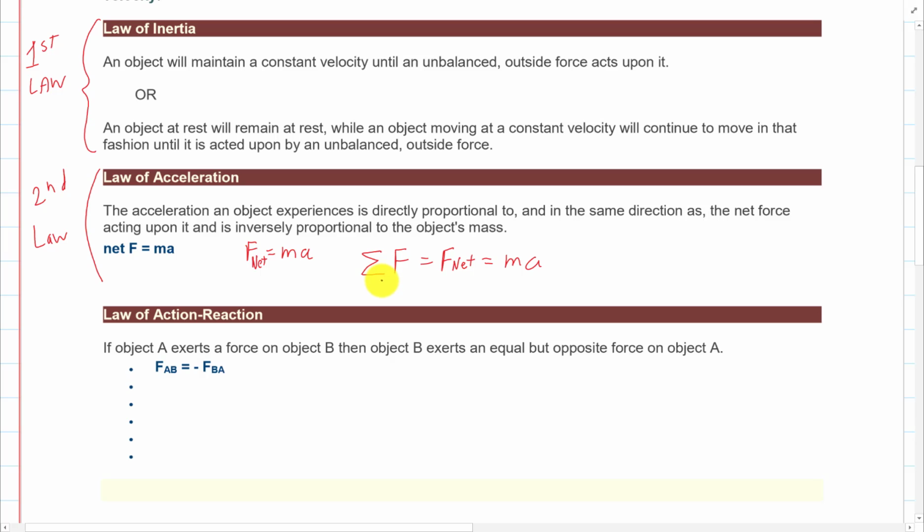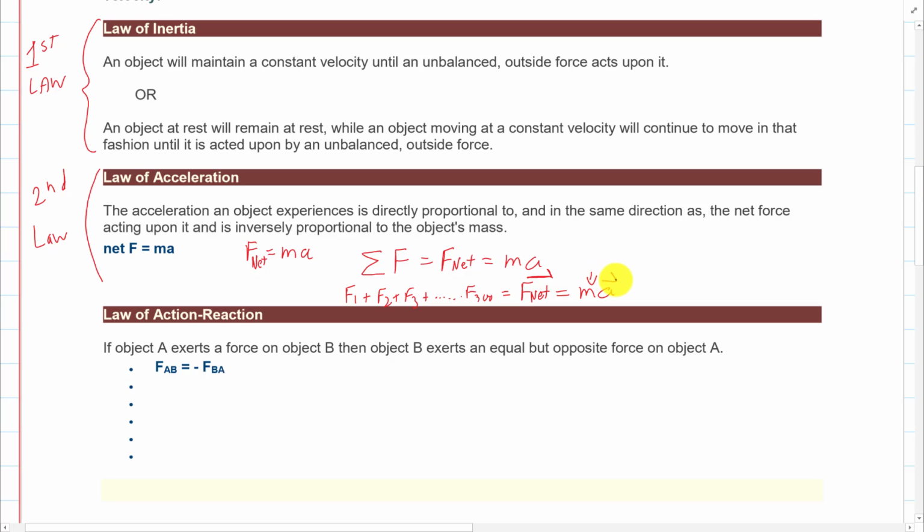This means F1 plus F2 plus F3 plus, add up all the forces, F300, whatever, add up all the forces, and that's going to equal the net force. And it's that net force that causes the acceleration of that mass. And the acceleration is not just this; it's going to be a vector. And the direction of that net force is going to be the direction of that acceleration.